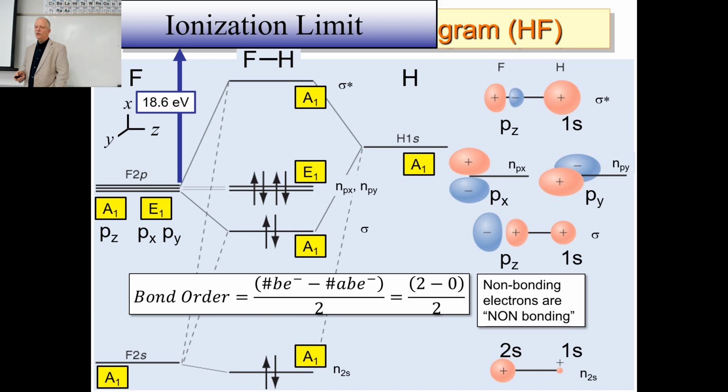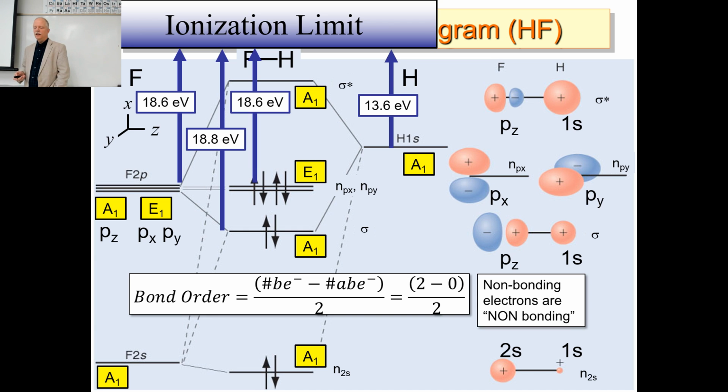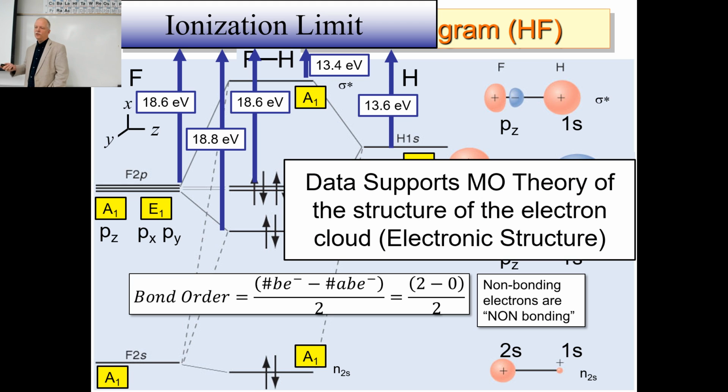So we know where the fluorine orbitals are, we know where the hydrogen orbitals are. We can do those separately, and then we can do the molecule where we get that bonding arrangement and the non-bonding, and then we can actually measure if we put some electrons on there and make FH minus, then we can measure where that next orbital is. So the data supports, of course, the MO theory, the electronic structure of the molecule.